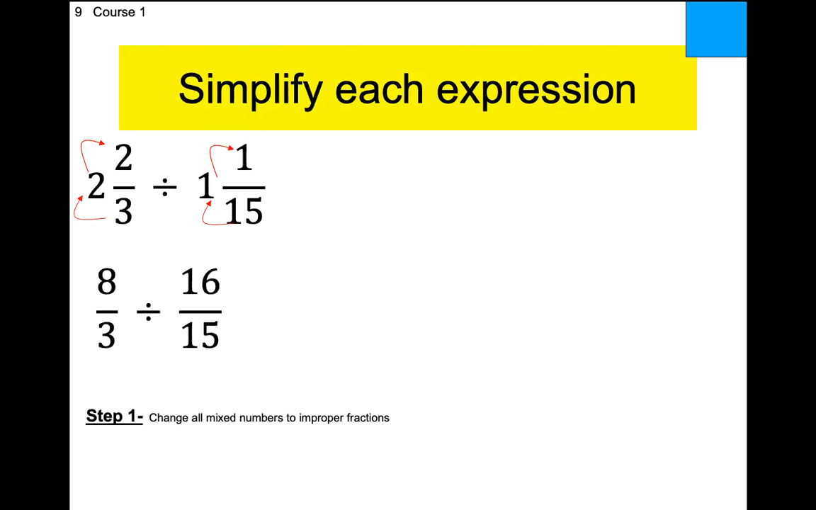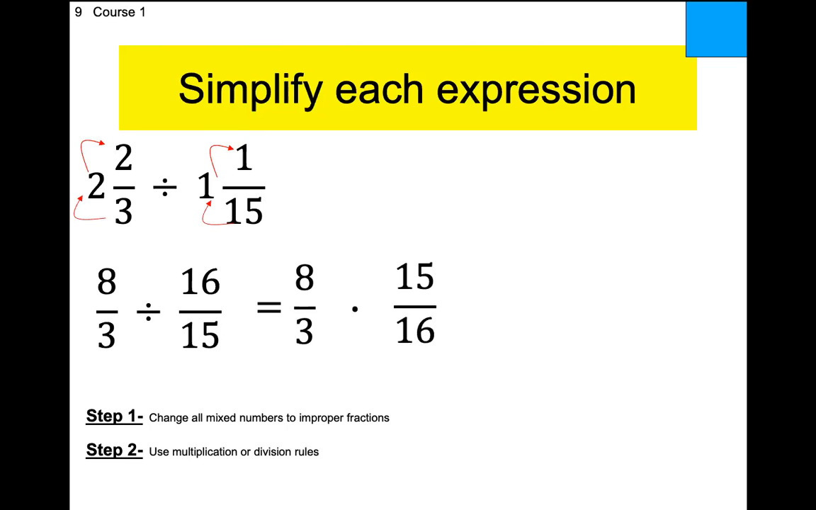Copy the 8 over 3. Change division to multiplication. Flip the second fraction, the divisor. Now let's see if something cross reduces. Oh yeah, 8 and 16. 8 goes in both of those. 8 goes into 8 one time. 8 goes into 16 two times. 3 goes into 3 and 15. So 3 goes into 3 once. 3 goes into 15 5 times. Multiply across. 1 times 5 is 5. 1 times 2 is 2. 5 over 2. 2 goes into 5 twice. 2 times 2 is 4 with 1 left over.